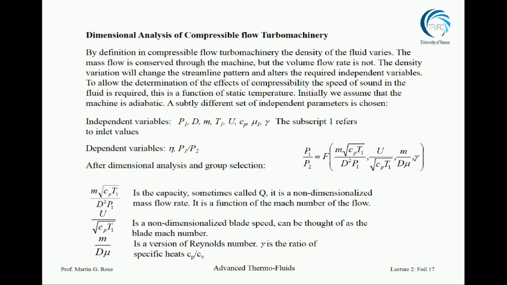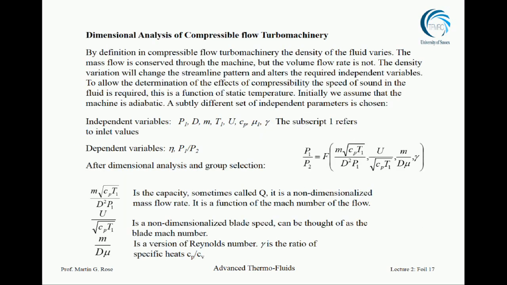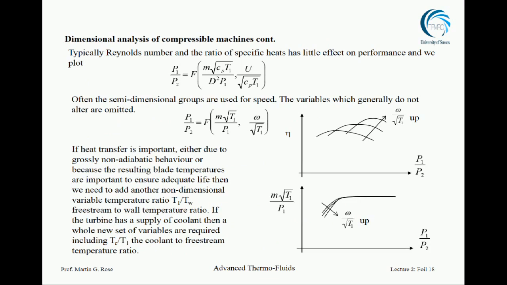Right, so what do the characteristics of a turbine look like? Here are some sketches. The equation at the top, what we're doing is we're ignoring two groups. The two groups that we're ignoring are the Reynolds number and the ratio of specific heats. So we're taking the assumption that they're not very important at this stage. And we have therefore an expression which is pressure ratio against capacity and blade speed, non-dimensional.